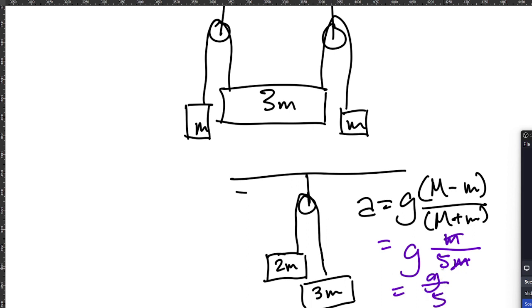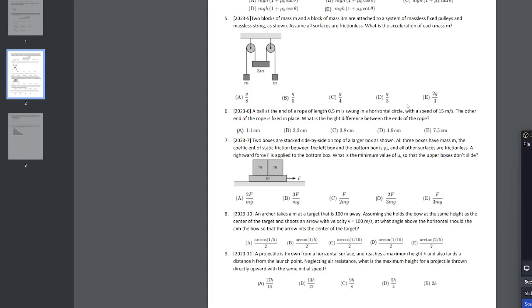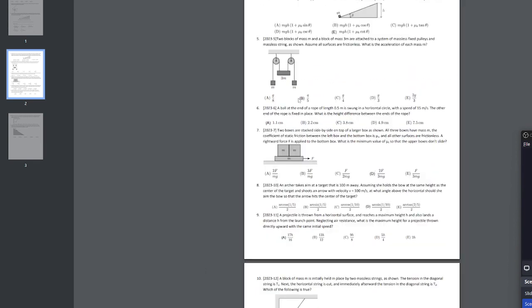Remember that the acceleration has to stay the same for the entire system, because this is a system acceleration. So that's going to give us g over 5 for each of the blocks. And that's going to give us answer choice B. Nice.